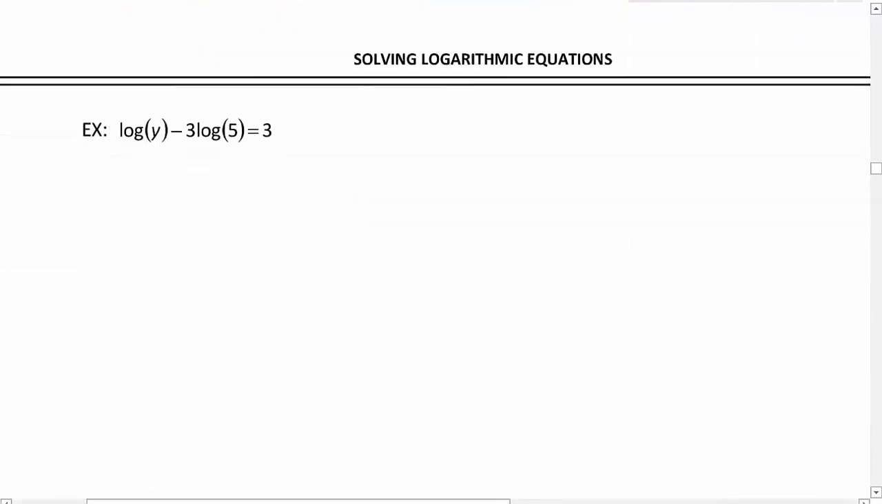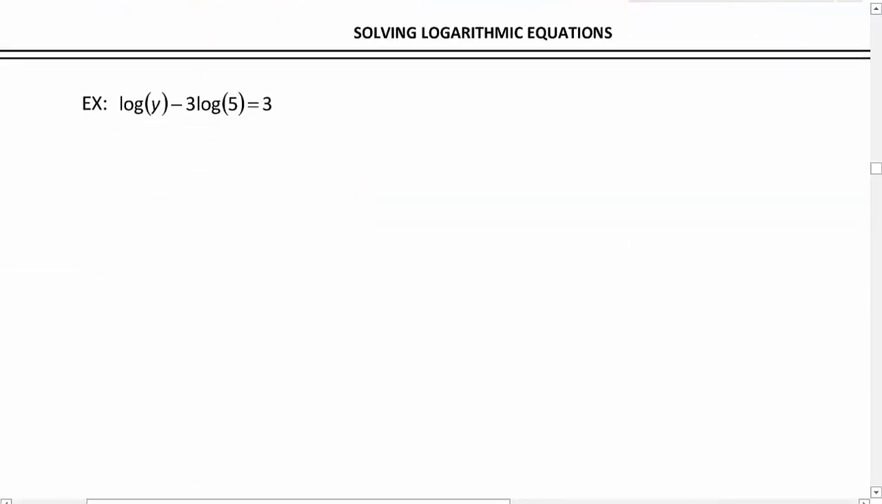Let's try another one. Let's solve log of y minus 3 log of 5 equals 3. So remember, when we don't see a log base there, it's log base 10. Well, every term does not have a log in it, so that tells me right away I won't be able to use the one-to-one property. Instead, I'll have to convert this to exponential form.